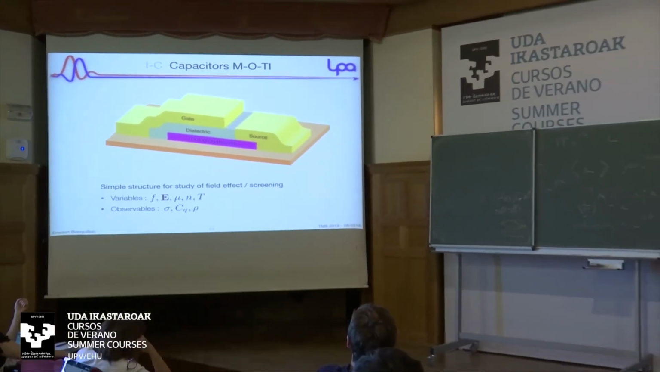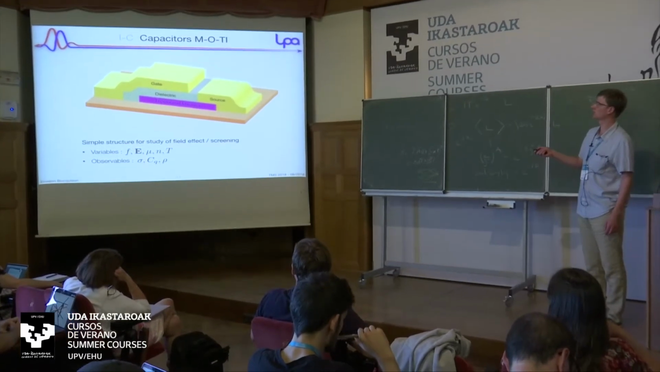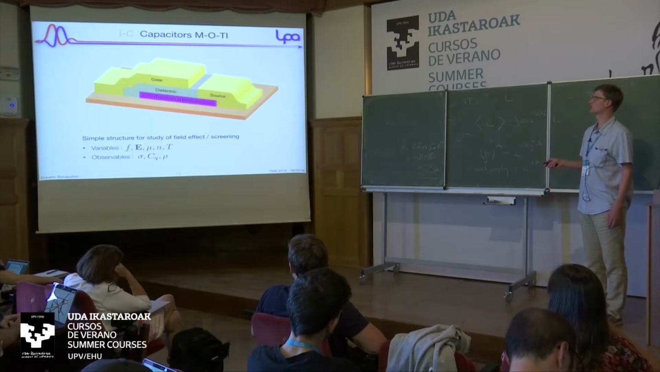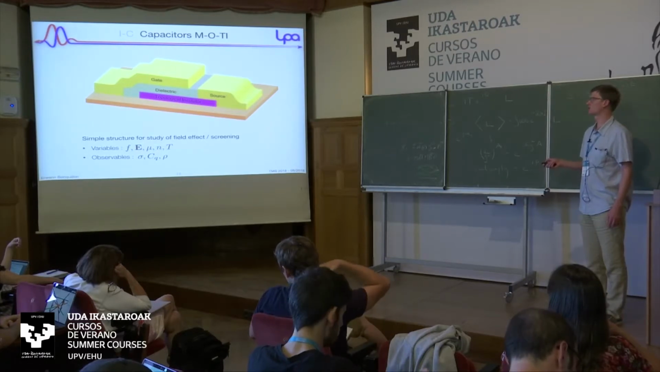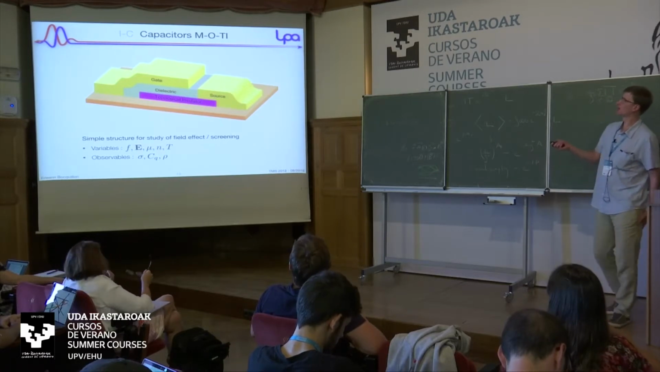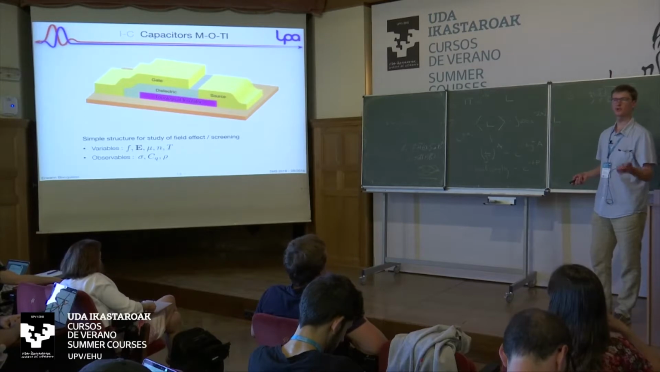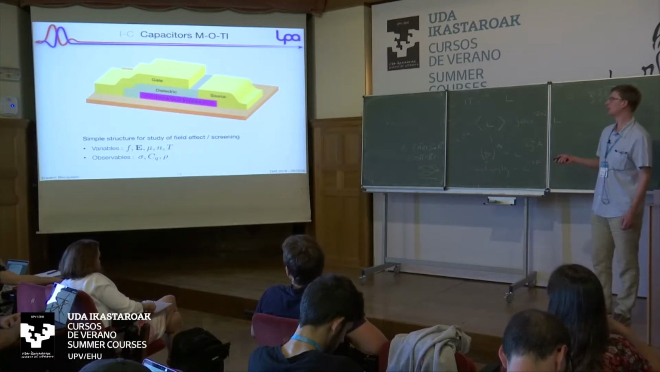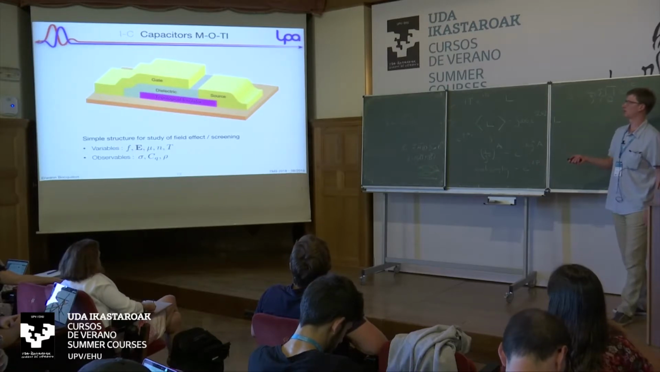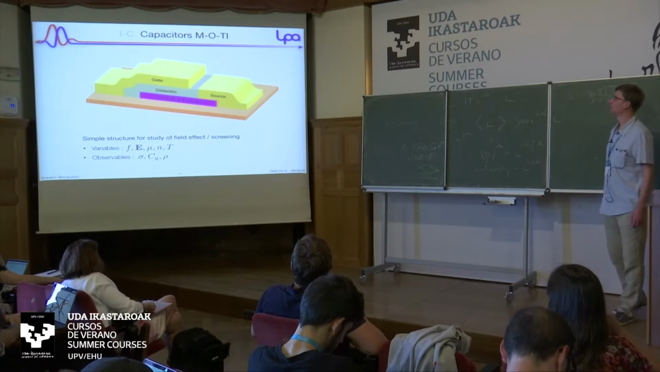Now you can change different things. You can change the frequency at which you excite this gate. You can change the electric field, which is equivalent to changing the voltage on this gate. You can change the chemical potential or the electron density, plus the temperature. What you will look at is the capacitance of this stack, and I will show you in which way this is relevant and interesting. I will show you that we can also access the conductivity of this layer, or equivalently the resistivity.